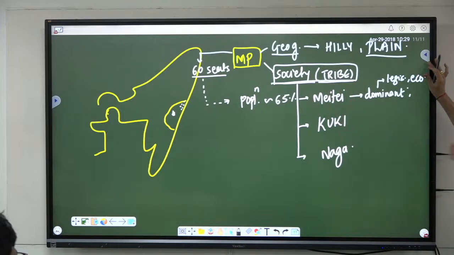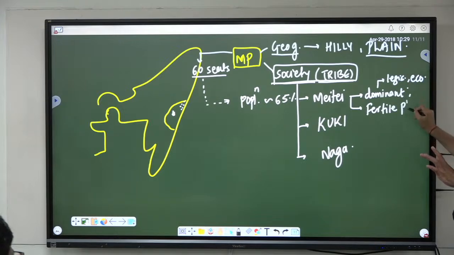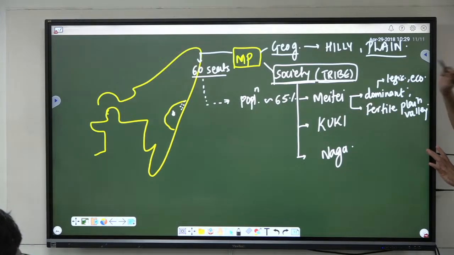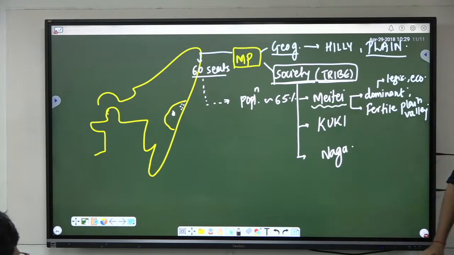They exert an abundant amount of influence in complete Manipur, right? And they are Hindu tribes belonging to the Vaishnava sect. They follow Vaishnavism. Who? Meitei tribes. They live in the fertile plain area of the valley. Who lives in the fertile valley area? The Meiteis. So Meiteis are dominant. They exert high influence in the legislature and in the economy of the state.